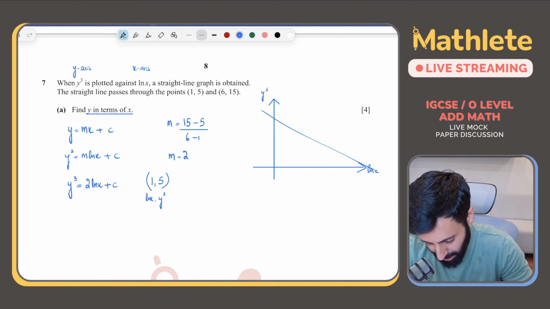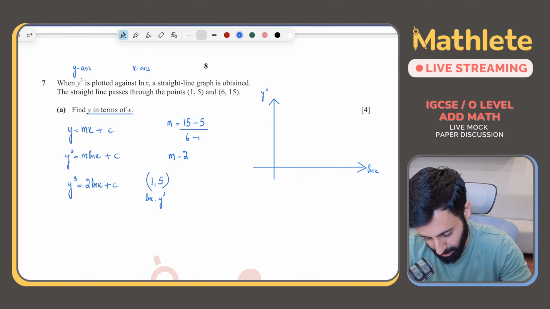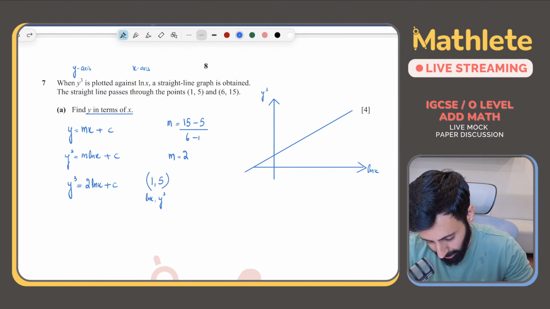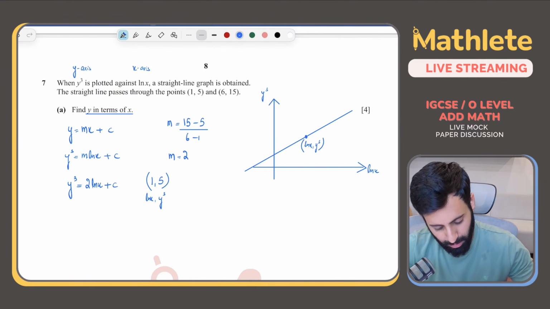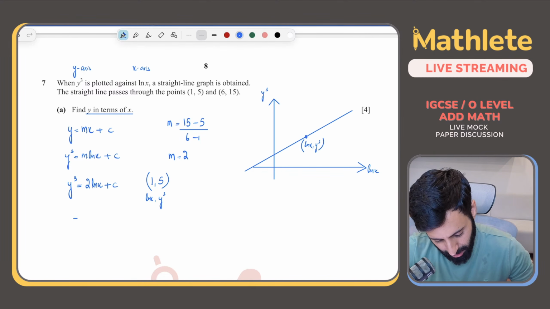So that means every point on this line, it's going to be upward sloping. The coordinates of any point on this line will look like ln x, comma, y cube. This is a very common error. Sometimes students know, but they still end up making this error because they're doom solving. They're not paying attention to the context of the question. And sometimes they're just unaware of the concept.